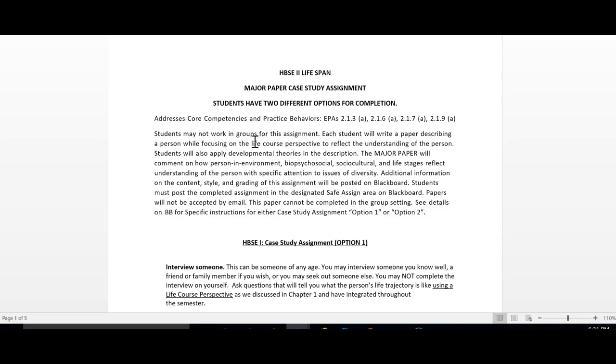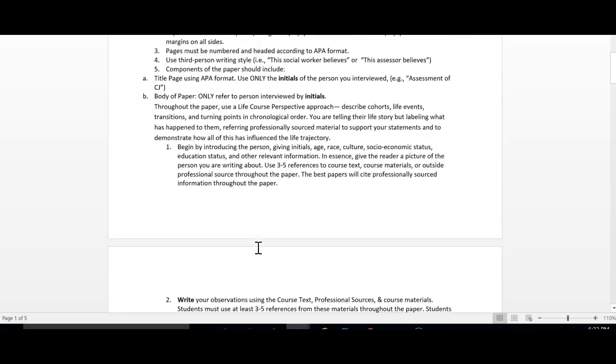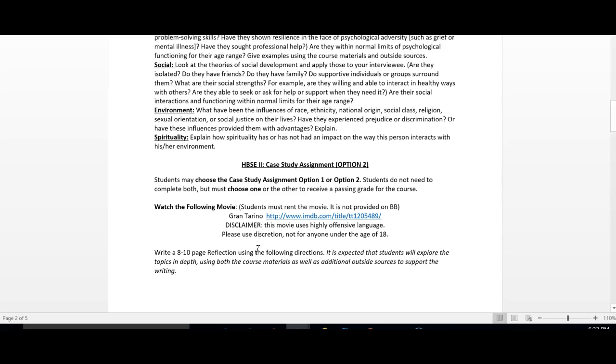You have two options. You do not have to do both options. You pick one of these. The first one is that you may interview someone, and the second one is that you watch a movie and choose to do your case study on the person that you choose in the movie. So you can actually choose one of the characters from the movie.